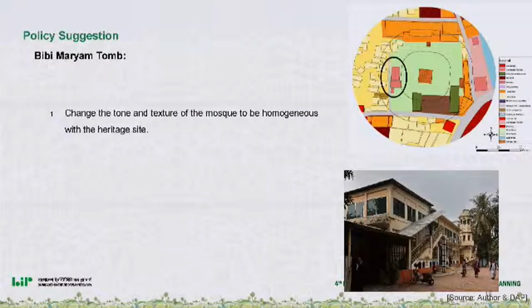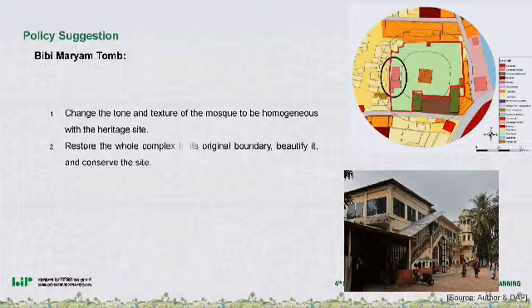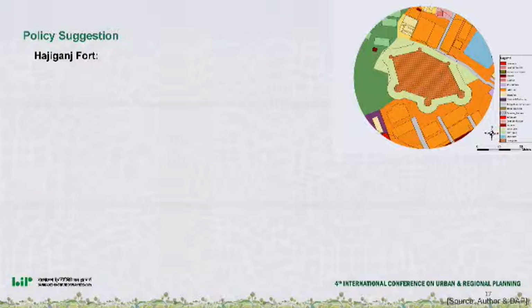First of all, we will see the policy recommendations for each site. The first site is Bibi Moriam Tomb, and we recommend changing the tone and texture of the mosque so that it is homogeneous with the heritage site. The second recommendation is conserving the whole site and beautification. Then the second site is Hajiganj Fort.